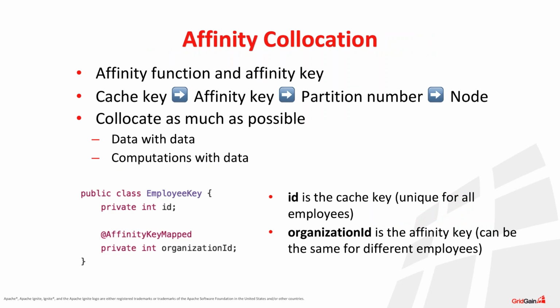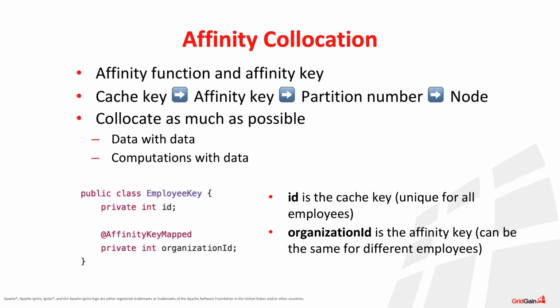All right, now I would like to talk about affinity collocation. Affinity collocation is a very important topic and a very important feature available in Ignite, because in many cases it can give you orders of magnitude improvement when it's properly used. This is probably one of the first things you should take a look at when you create your application, when you create your data model for the data grid, and when you are defining the architecture of your future application.